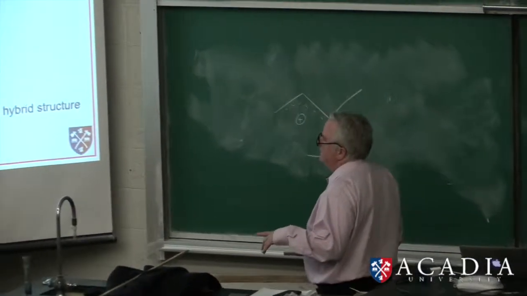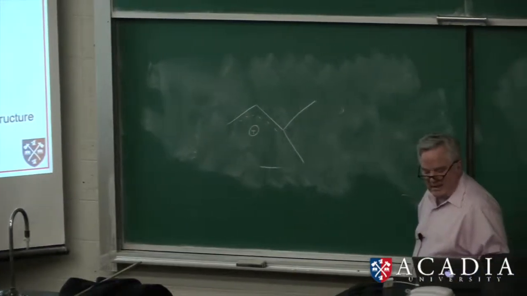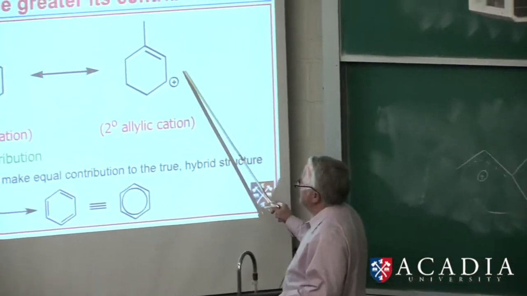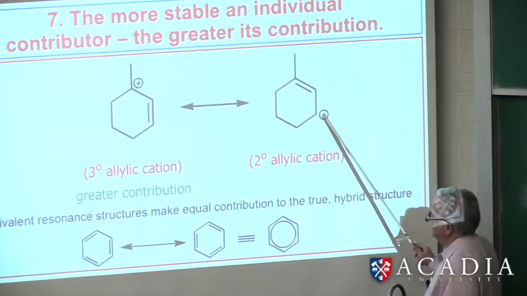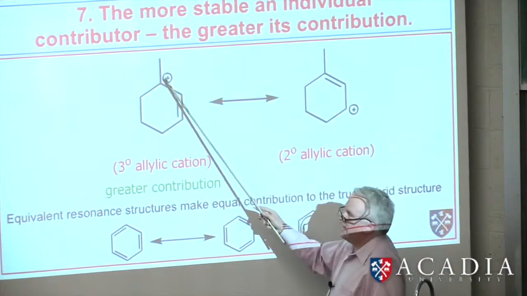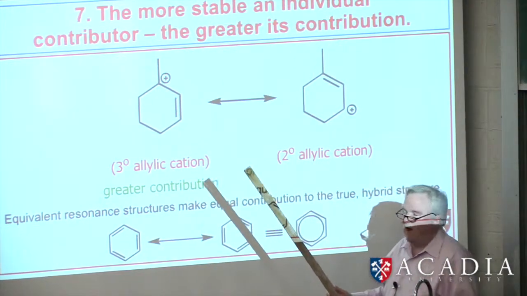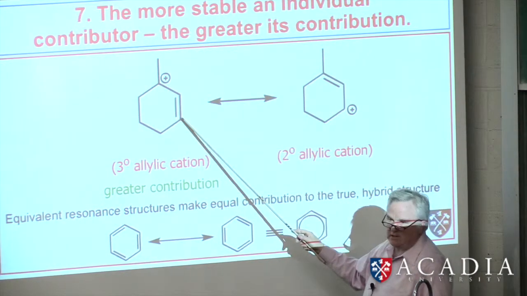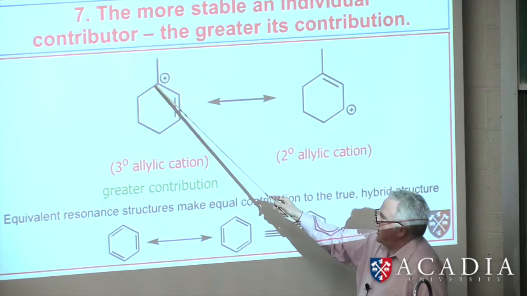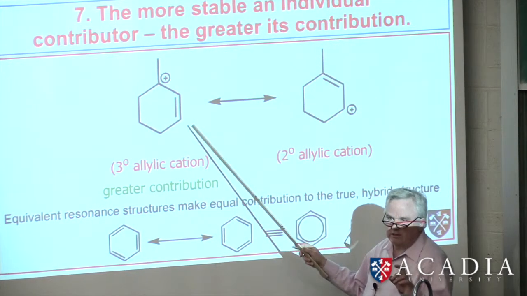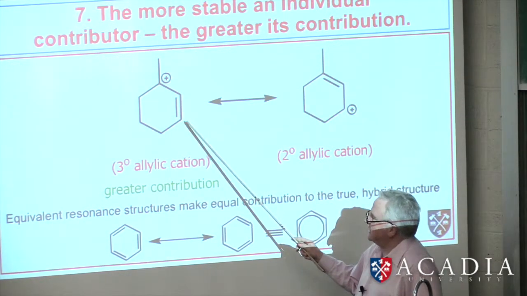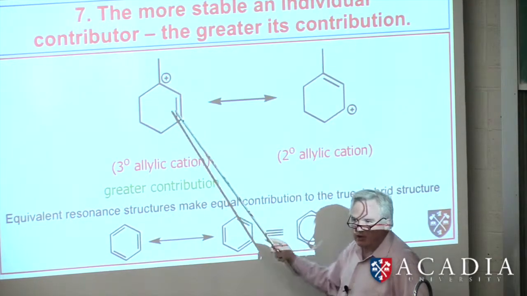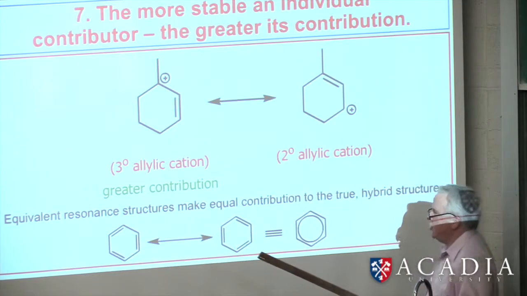The more stable an individual contributor, the greater its contribution to the true structure. So we can see that here, where this contributor is a secondary cation. This contributor is a tertiary cation. If we did calculations, what we would find is that we would have more positive charge density on this carbon than we do on this carbon. So it might not be a half and a half, which we would expect for just a simple allylic radical or cation, but we're going to have more positive charge here. We still have delocalization. It's just that this one is going to contribute a little bit more.